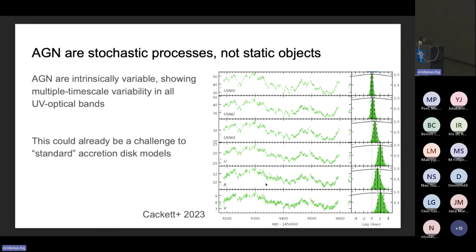The other thing to sort of point out is that this variability here could already be seen as a challenge to some standard accretion disk models, because if you're thinking of the most basic kind of disk you can think of, then actually that's going to be set by the accretion rate and the outer radius. And the timescale for changes in that accretion rate to propagate down to the center is set by the viscous timescale, which is tens of thousands of years, right? And so the fact that we see variability on hours to days to weeks timescales is already telling you that there's lots of interesting stuff going on there.